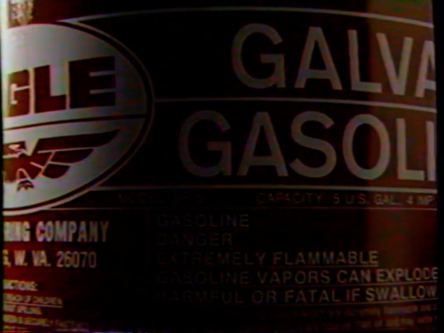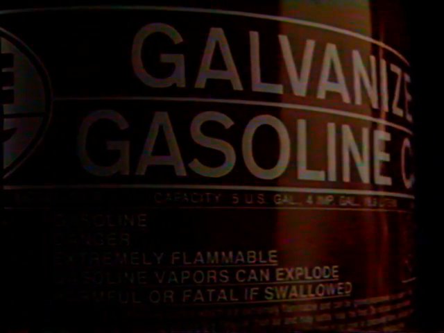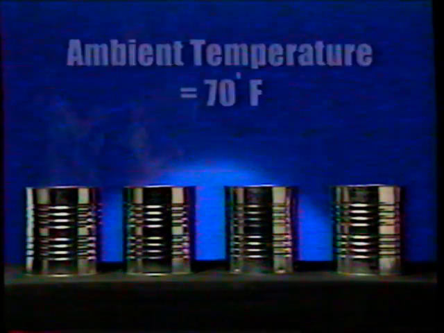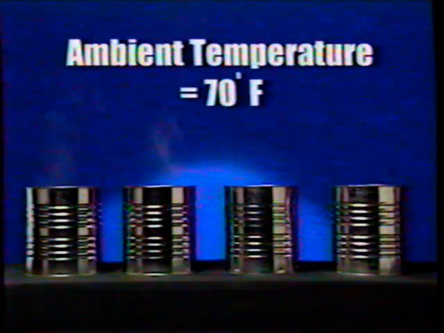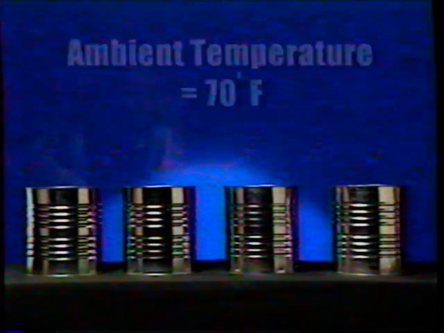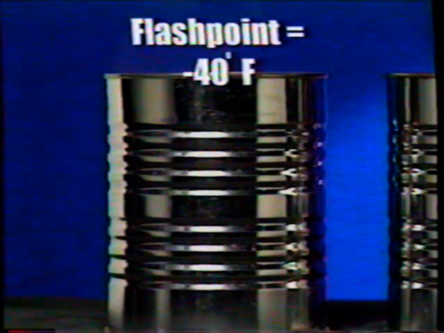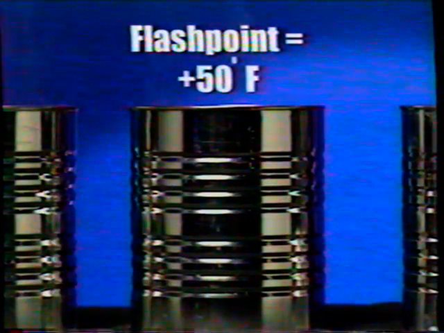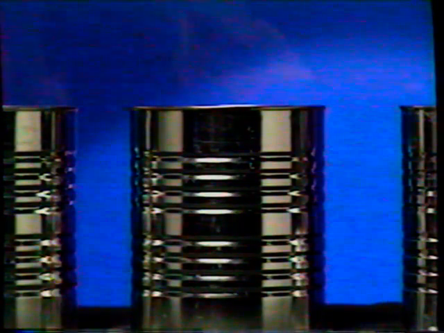For instance, gasoline. Its flashpoint is about minus 40 degrees Fahrenheit. This low flashpoint value means there will almost always be enough vapor to allow ignition to occur. These containers are sitting in an area where the temperature is 70 degrees Fahrenheit. The first container is full of gasoline. As we've just learned, the flashpoint is minus 40 degrees Fahrenheit, so sufficient vapors exist here for a flammable mixture with air. The liquid in the second container has a flashpoint of 50 degrees Fahrenheit. Again, sufficient vapors exist to allow for a flammable mixture with air.